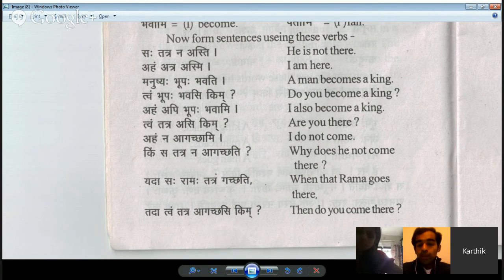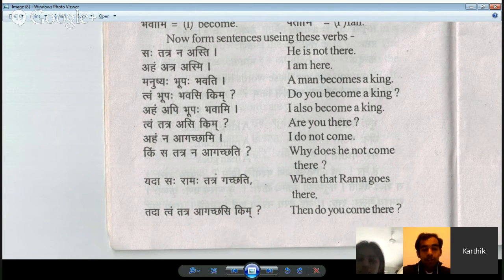Tvam tatra asi kim? Are you there? Aham na agachami. I do not come. Sa tatra na agachati kim? Why does he not come there? Yada saha Ramaha tatra gachati, tada tvam tatra agachasi kim? When that Rama goes there, do you come there? Okay.